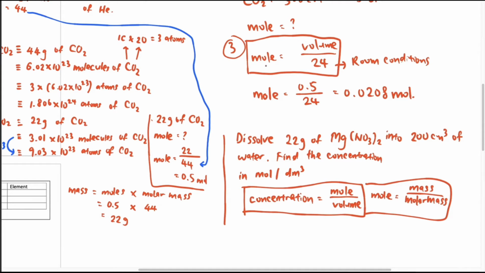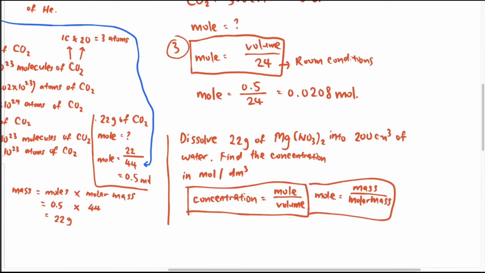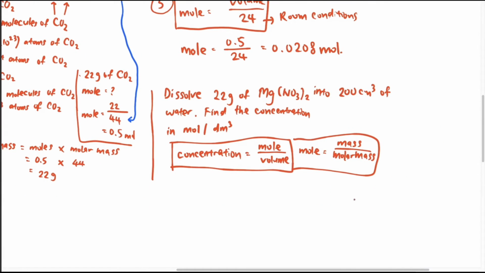For this case, this is a compound, so we call this MR. You want to find the MR of magnesium nitrate. MR means molar mass, basically. So we have to look at the periodic table to find out the MR of magnesium nitrate.